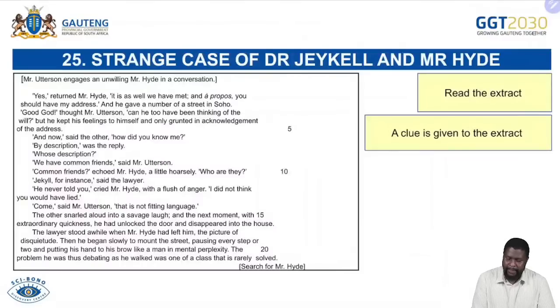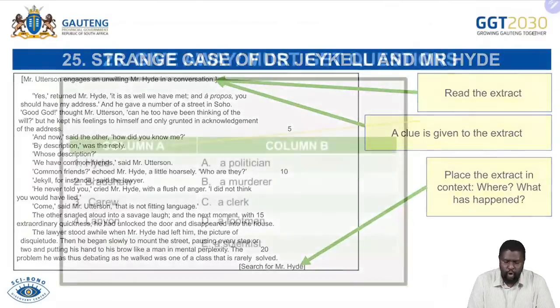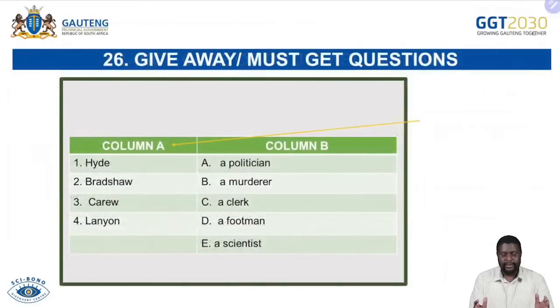You'll also see the place; the extract gives you context. So you must read there, search for Mr. Hyde. So you must be able to place it in context. Again, giveaway, must-get questions. You get 4 out of 4 in these questions tomorrow. Give yourself a good start to the examination paper. Start with the 4 marks, full marks in the character questions. You cannot fail this. Remember, character, description, match.